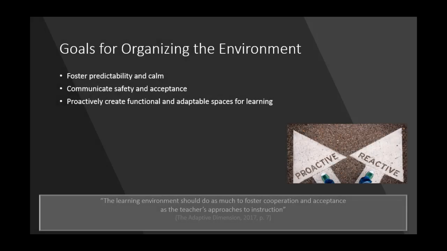Okay, when we think about organizing the physical learning environment we're in, whether that is a high school classroom, middle years, or primary end, there are some common goals that we want to achieve. One would be to foster predictability and calm. Also communicate safety and acceptance. And really we want to create functional spaces for learning, more than one. So I don't think of the classroom, for example, as one space, but as several possible zones wherein we can learn. So we communicate many, many things by what is seen and heard or experienced in our environment.